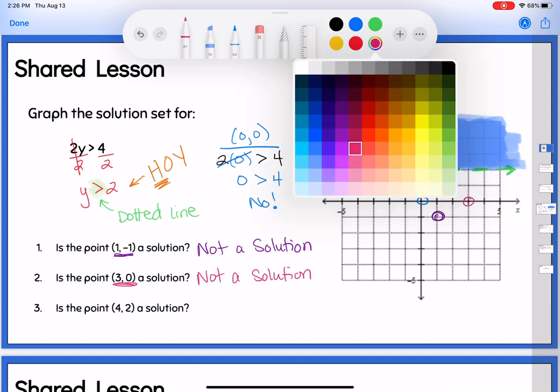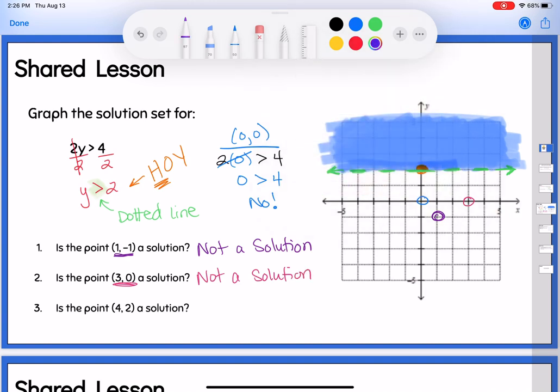All right, how about our last one here? This one here, the point 4, 2. 4 to the right and up 2. Ooh, how about this one? Still no, because that line is a dotted line. All right, so that one was trickier because it is on the line, but the line is a dotted line, so it's not a solution. So just be careful there.